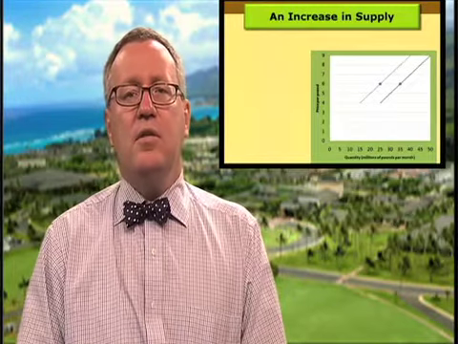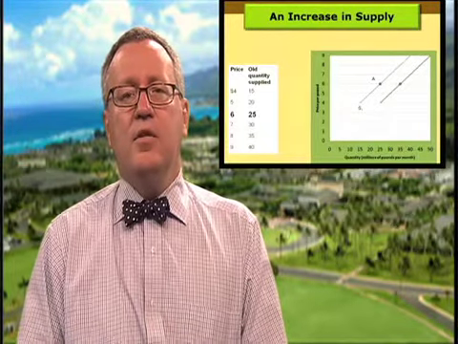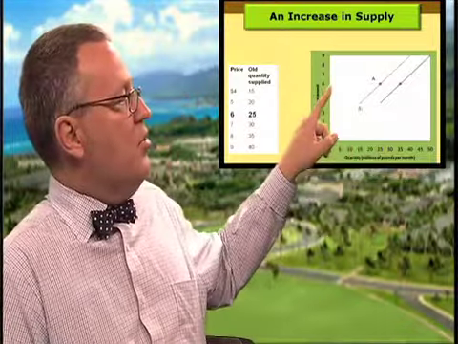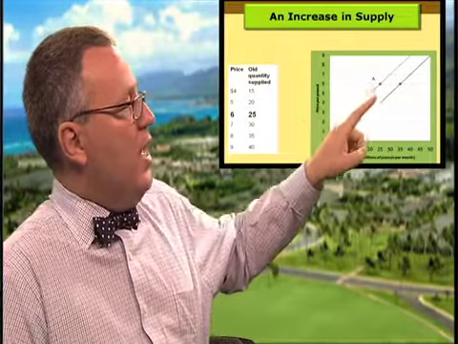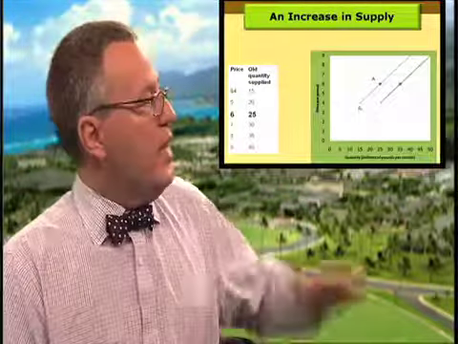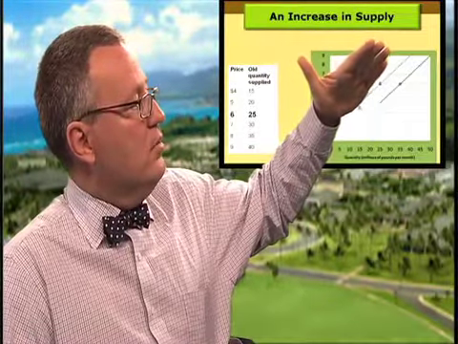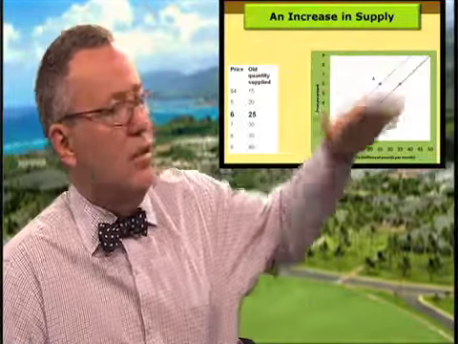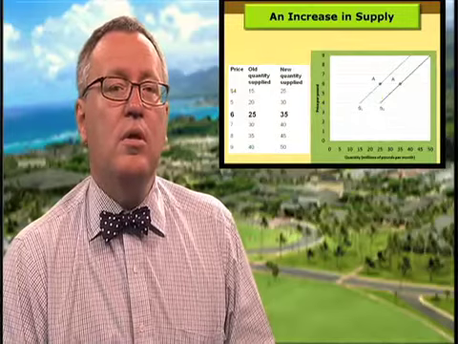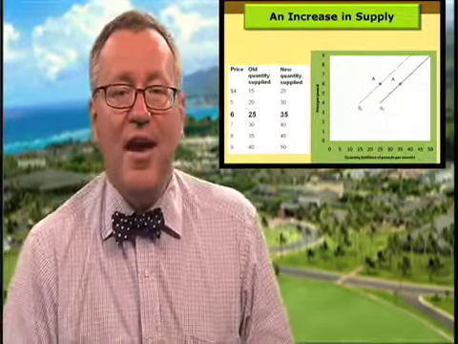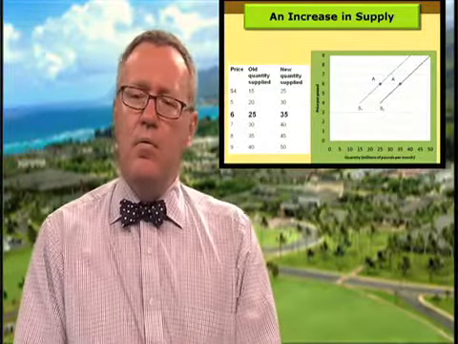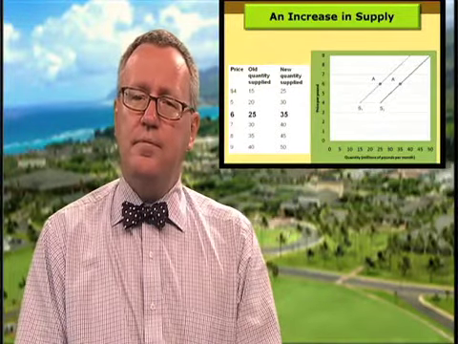So here's an increase in supply. So we started out at point A, and at point A, at $6 per pound, we were willing to supply 25 million pounds. Now our supply curve has shifted. So we've gone from here to this new level. So now at $6, we're willing to supply 35 million pounds of coffee. Well, what would cause that shift to occur?